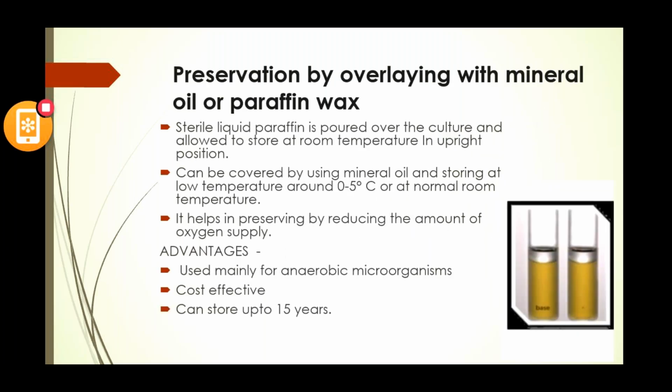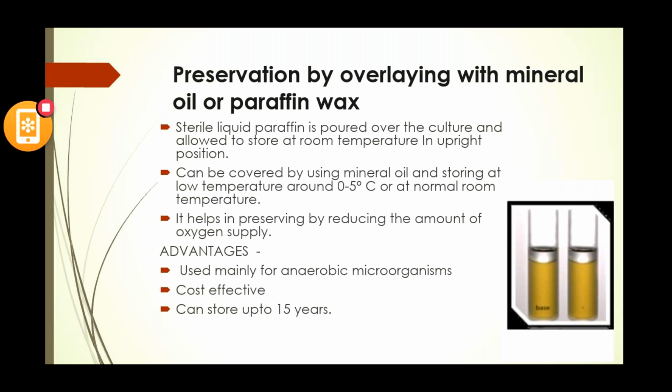Preservation by overlaying with mineral oil and paraffin wax. I think we have generally performed this in our college laboratories. For this technique, we use mineral oil or paraffin wax. Paraffin wax is a solid, which we autoclave, or we make it liquid by using the hot air oven. But care must be taken while handling paraffin wax, because at a particular temperature it may cause fumes immediately, and it may damage the hot air oven also. It is very harmful when it turns into a gaseous state. Care must be taken while handling it.